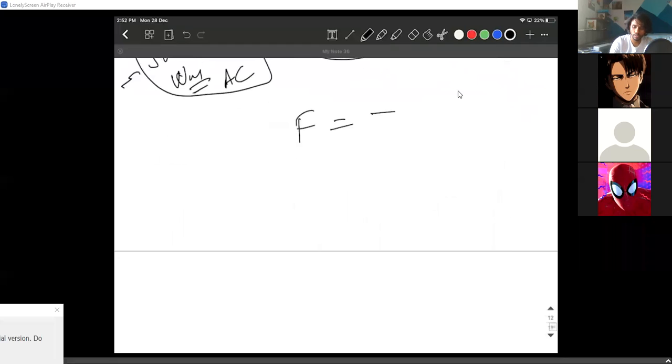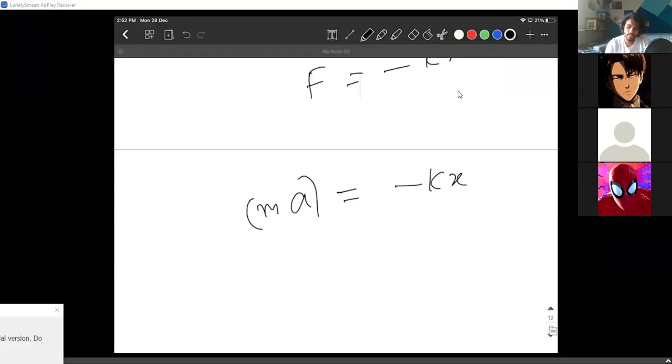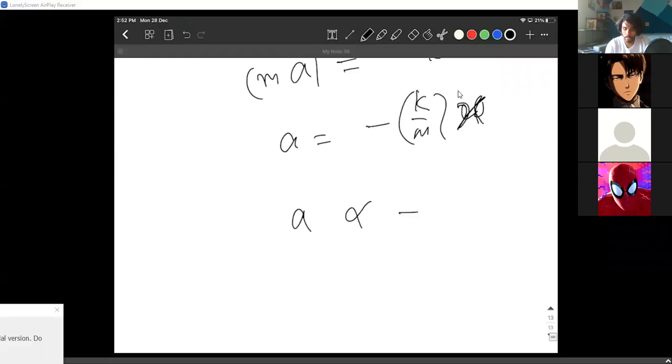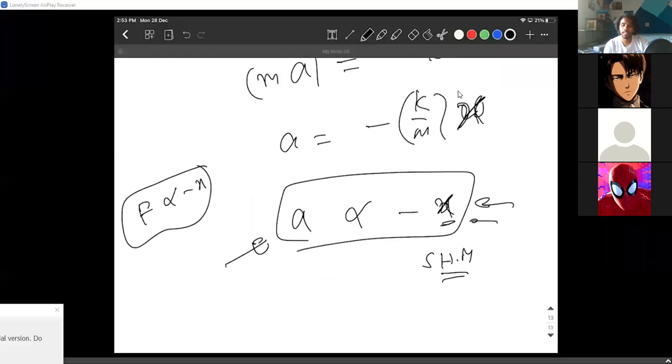So force is proportional to minus x. We will be talking about the spring forces, so we can write it as minus kx. So mass into acceleration is minus kx. Acceleration equals minus k by m into x. So guys, please remember this statement also. It's not just the force, the acceleration is also proportional to minus of displacement. This is also a very important statement when it comes to simple harmonic motion. It's not just the force that is proportional to minus x, it's the acceleration.